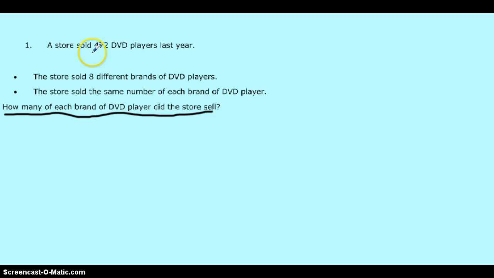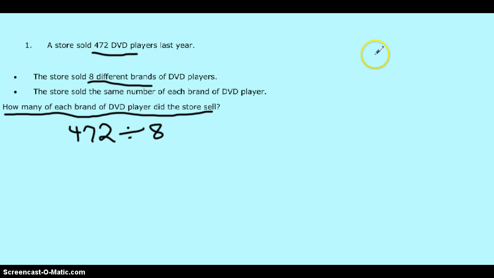Well, we know the total amount of DVD players. This is our total, 472. We know the number of groups we're going to put them in, 8 different. So we know that this is a division problem. So this would be 472 divided by 8.